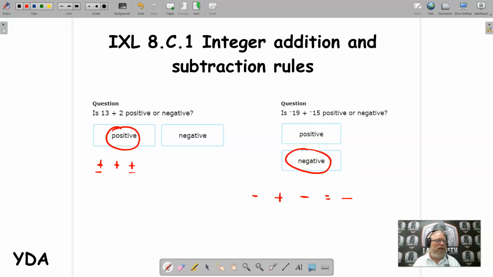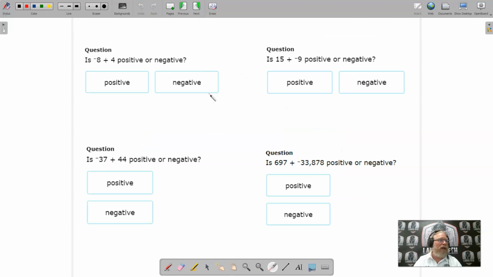So with this page here, we see positive plus positive equals a positive, and a negative plus a negative equals a negative. So if the signs are both positive, it's going to create a positive result, and if the signs are both negative, it's going to create a negative result. Now that's for addition. Note that in this title, integer addition and subtraction rules, there is the word subtraction too, so you can expect we're going to find some subtraction in here at some point. So let's look at the next page.